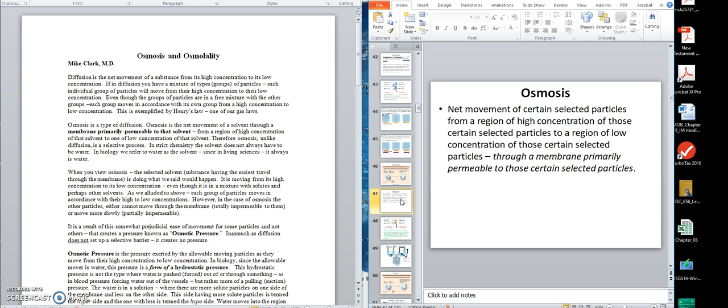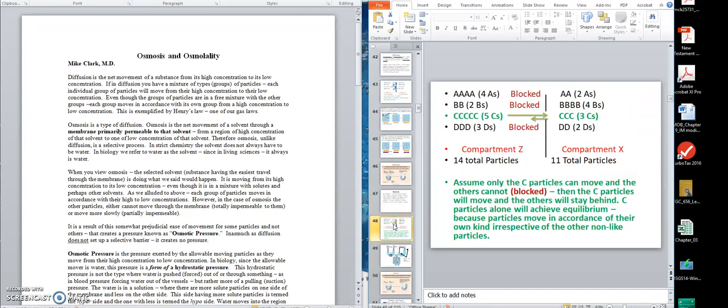I said selected particles. The reason is the term osmosis comes from chemistry, not from biology. Biology says water. Chemistry says selected particles. Why? The only reason biology does it is because most of us are water. Okay? But that's not the root word. That's not where it came from.